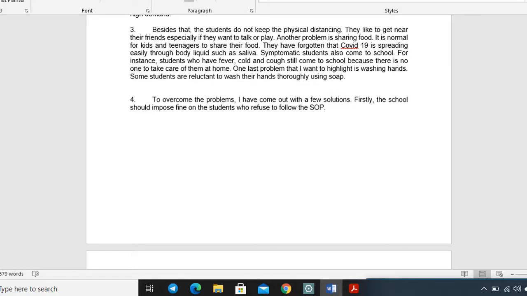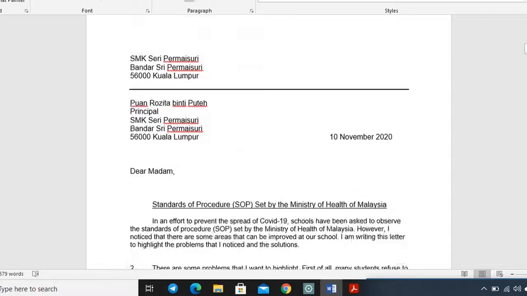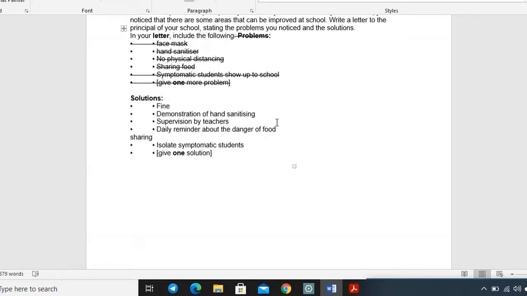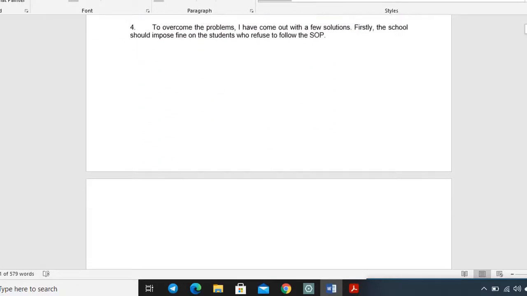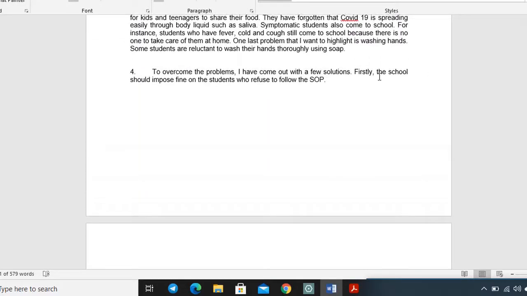Firstly, the school should impose fine. Fine. Okay, see? The word fine. It is stated here. Solution. Jalan penyelesaian. Fine. What does it mean by fine? Baik? No. Fine here means denda. Okay, denda. There are two meanings of fine. Satu baik, satu lagi ialah denda. To overcome the problems, I have come out with a few solutions. Firstly, the school should impose fine on the students who refuse to follow the SOP.